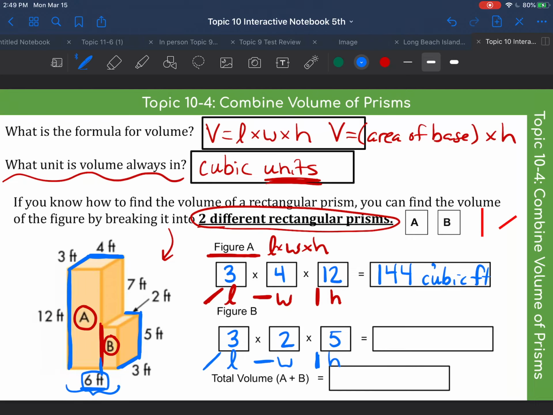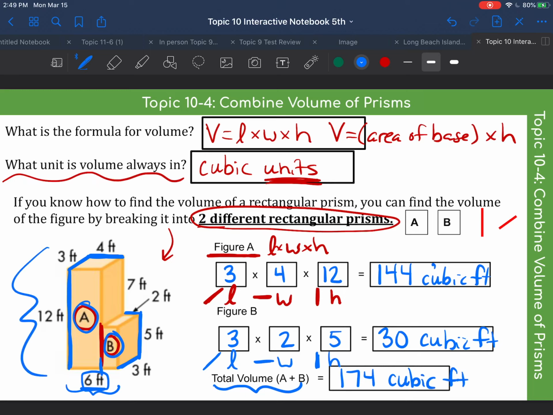So now we can multiply these. 3 times 2 is 6. 6 times 5 is 30 cubic feet. So we found the volume of A. We found the volume of B. Now to find the total volume of that figure, we add them together. So 144 plus 30 cubic feet would be 174 cubic feet. And that is the volume of this figure right here. All right. So again, it's really important that you look closely at those dimensions.